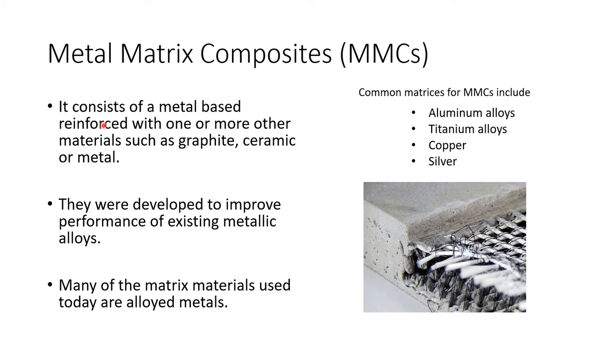So a metal base reinforced with one or more other materials such as carbon, which is your graphite, and then ceramic or metal. Okay. So you can spike metal into a metal base. You can spike carbon into a metal base. Your graphite is a form of carbon. And then you can spike ceramic into metal. Yeah. So they were all developed to improve, again, the performance of existing metallic alloys, because we're not satisfied with what we have, so we want to improve.